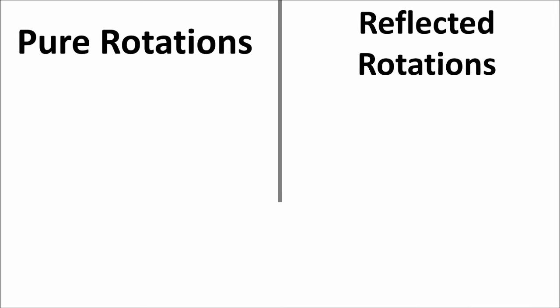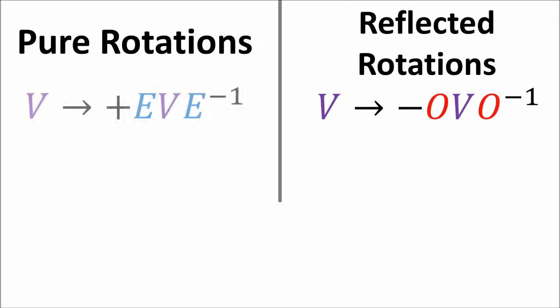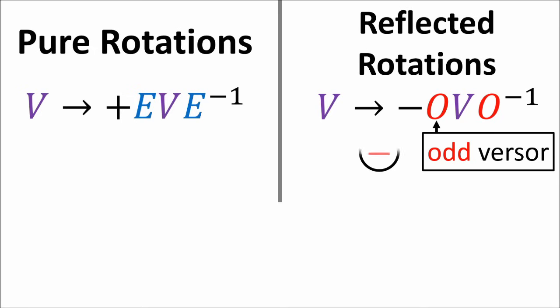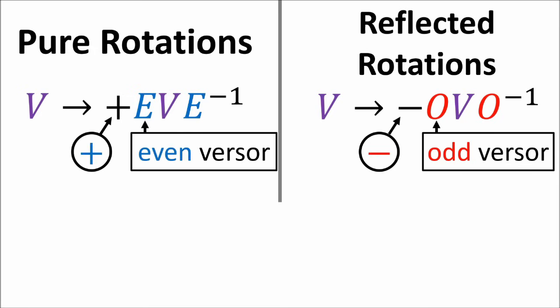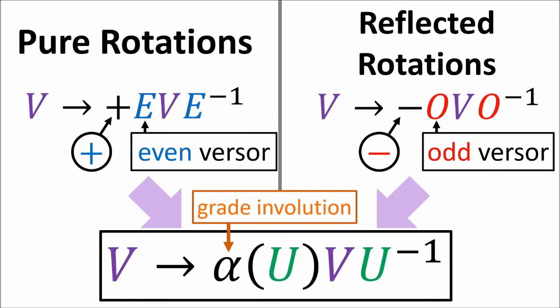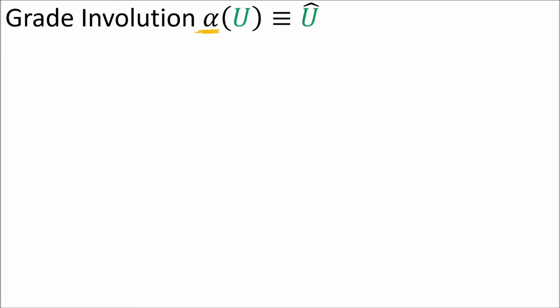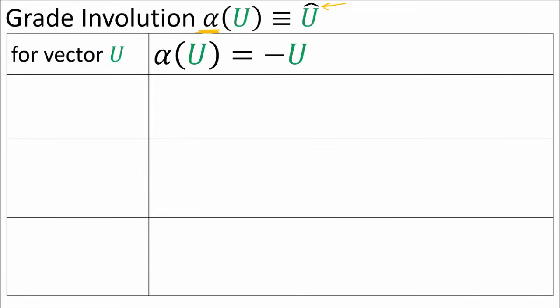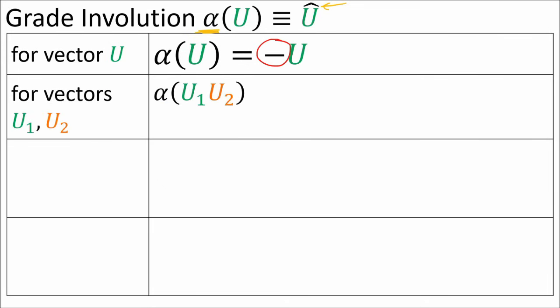One thing that's a bit awkward is that we have two different formulas for reflected rotations and pure rotations. One has a negative sign and the other doesn't. We can merge the two formulas into a single formula if we introduce a new operation called grade involution for Clifford algebras, which is usually denoted by alpha or a hat symbol. The grade involution just takes a vector and gives it a negative sign. If you apply it to a product of vectors, then they each get the negative sign.